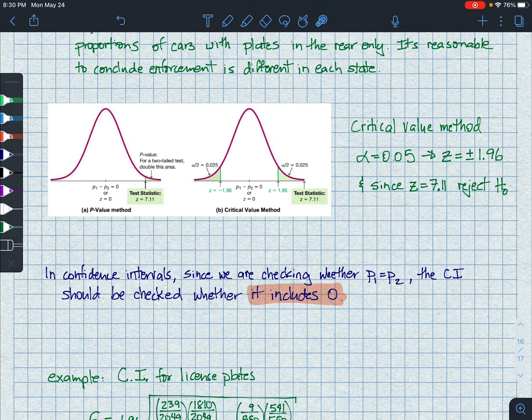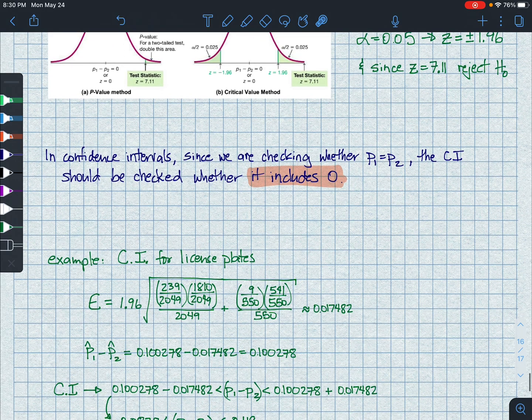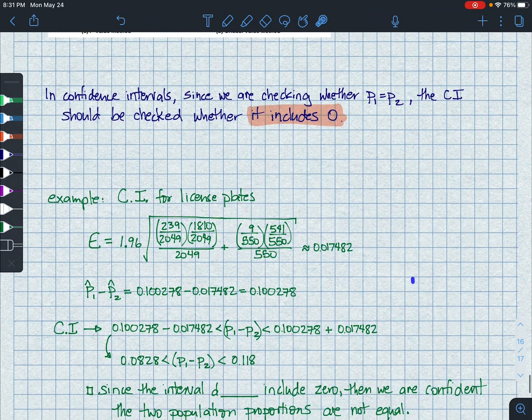Now, looking at confidence intervals. The trick here is, does the confidence interval include 0? If it does, then p1 equals p2, or it could be, so at that point we would not be able to reject. So finding the error, again using that formula above, we get 0.017482, about 1.7%. I take my p hat minus my p hat of the 2 populations. I get about 10%. Then I subtract the error and I add the error.